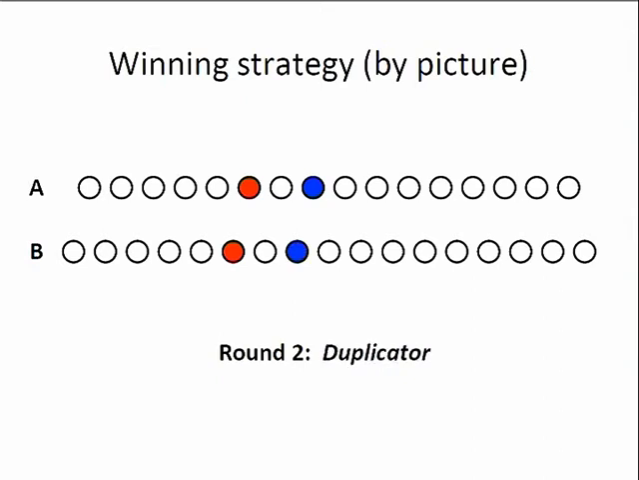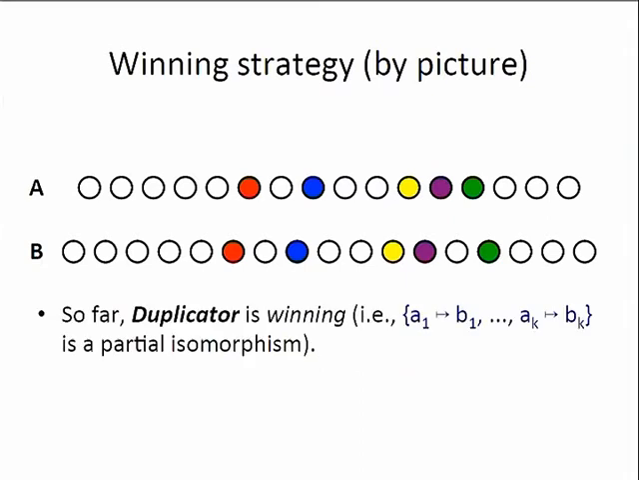So the duplicator will match that distance in the structure B. Now in round three of the game, maybe spoiler plays this green element, which is closer to the right endpoint than to its neighbor to the left. Similarly, duplicator will match that distance on the right-hand side, and so on. Through these five rounds of the game, we see that the pairs of pebbles played in both structures give a partial isomorphism so far. So far, duplicator is winning this game through the first five rounds.